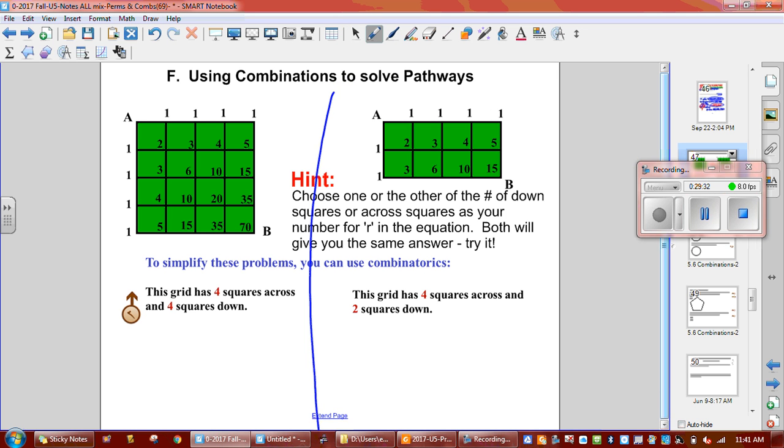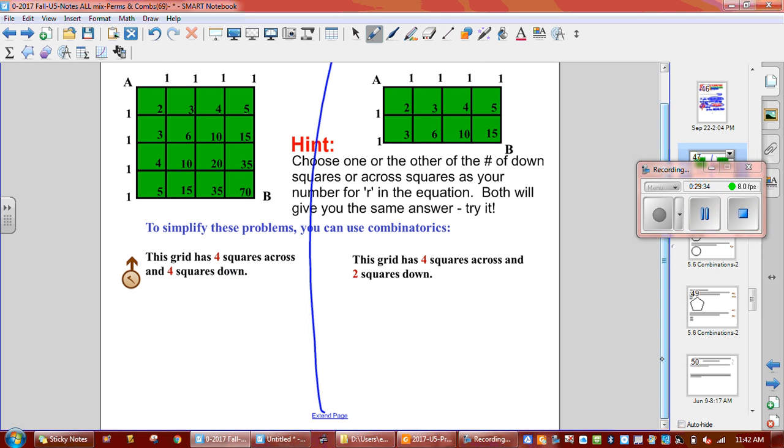Now, what are you actually going to do to figure these out? What you actually have to do is count the total number going all the way around the left and on the top. So on the first one, I've got 4 on top, 4 on the left. Okay? That becomes your n number. So n equals 8 in this situation. Then all you do is the R number is either going to be the number of rows or columns. One or the other. You will get the same answer.